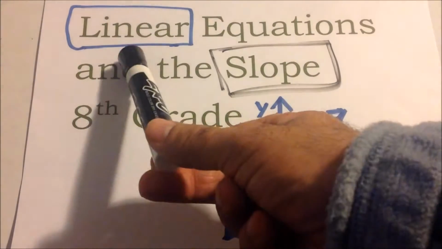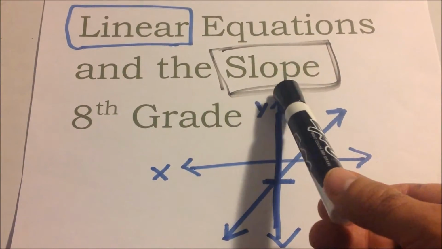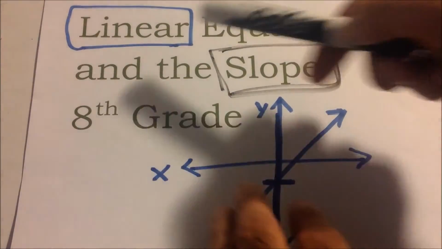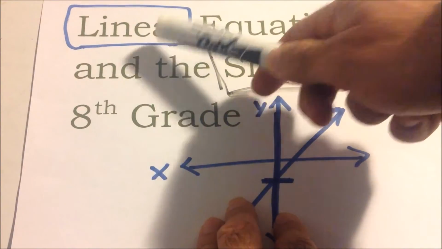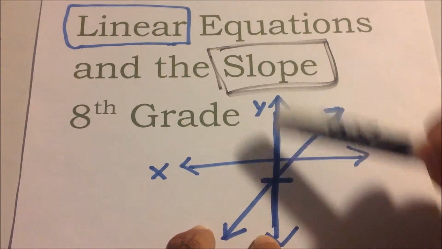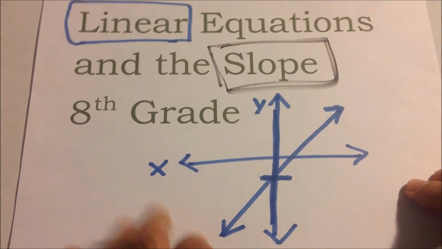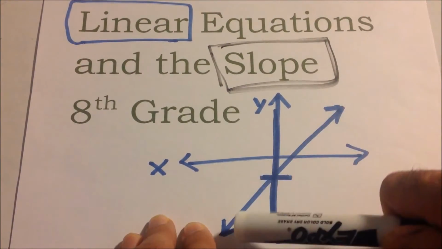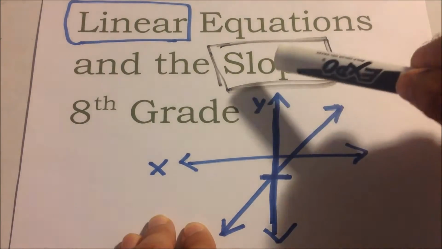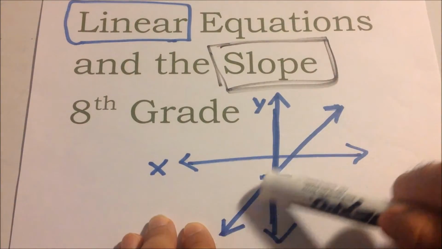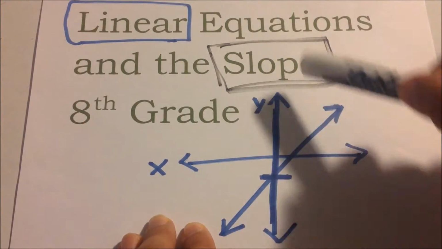Okay, here's our video on linear equations and the slope. So the slope is how steep the line is, and linear means we have a straight line. Here we have a straight line on a grid, a rough graph. How steep the line is, just think of a road, how steep the road is, is the slope. It's also called the gradient, and you'll probably hear gradient a lot in science. So the gradient is the slope.